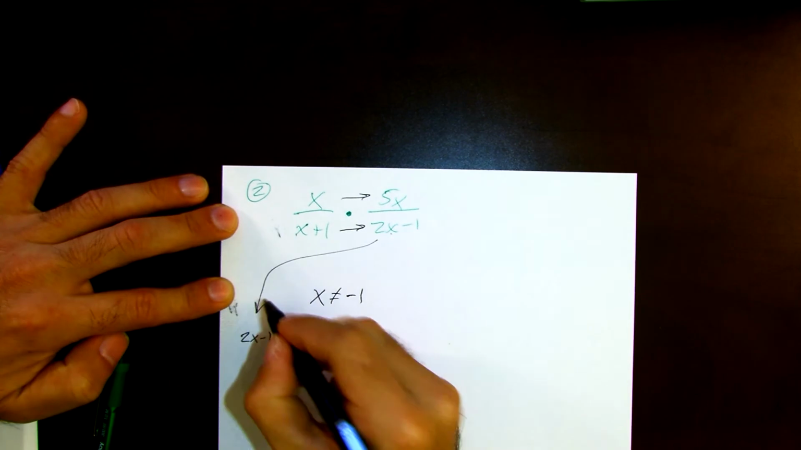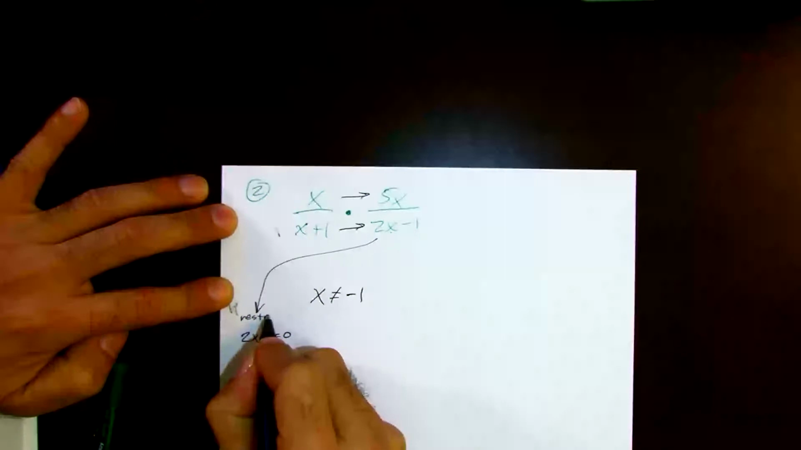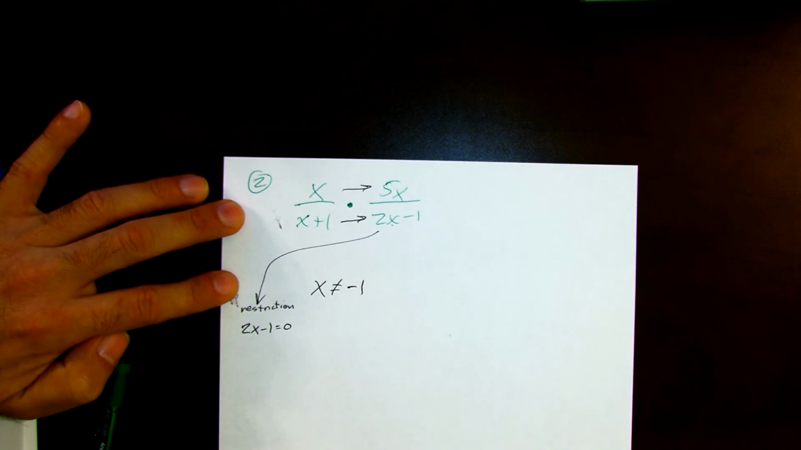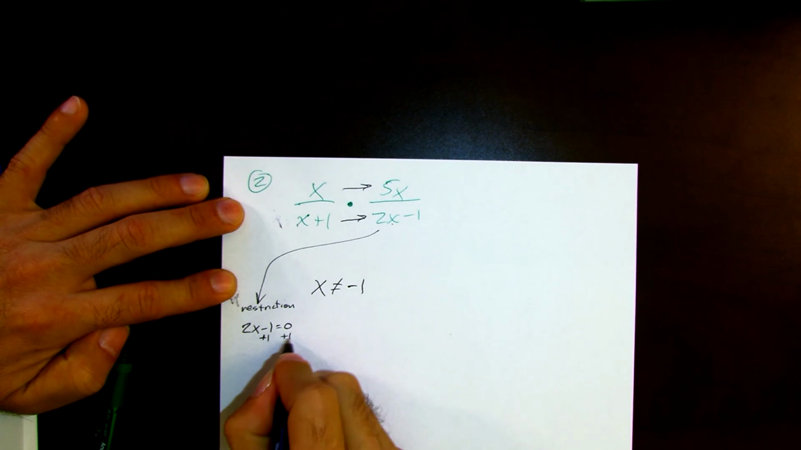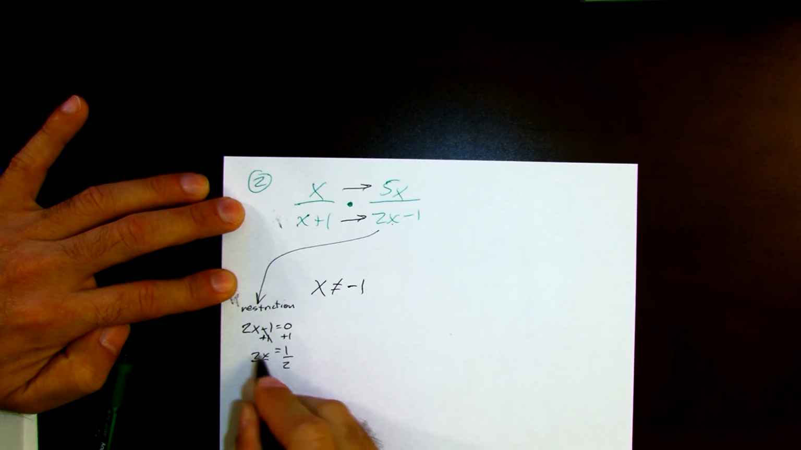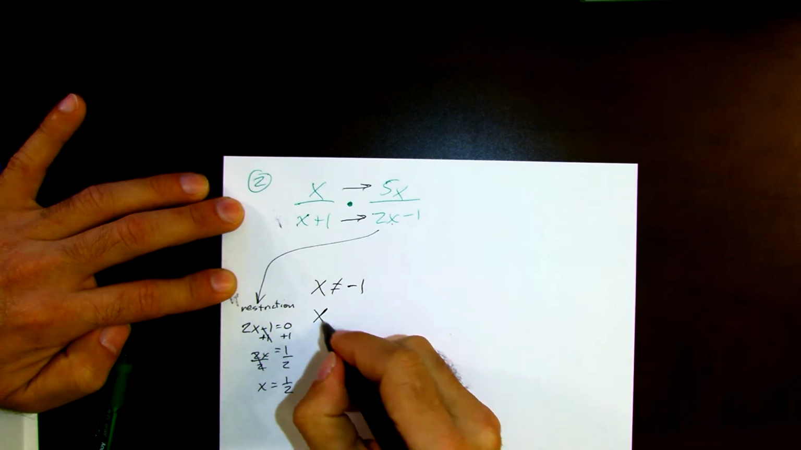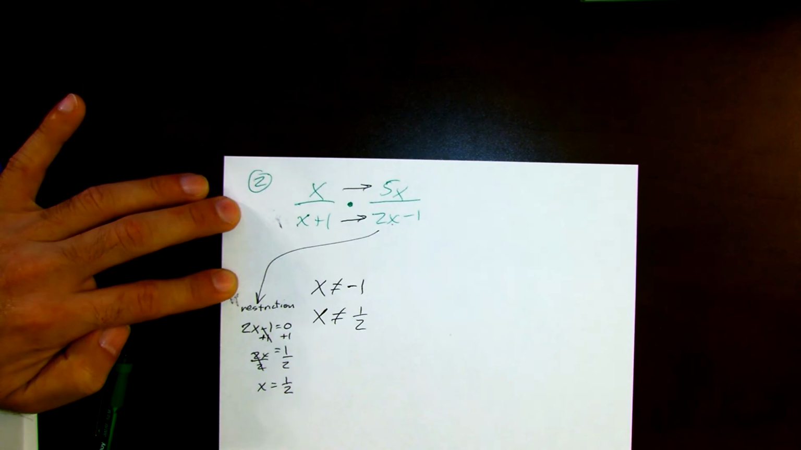Here we're getting our restriction. We're looking for our restriction. Okay, and our restriction is when that expression is equal to 0. So that's why I'm going to go ahead and solve this. 2x is equal to 1. Divide by 2. X is equal to 1/2. So look, that is our other restriction. X cannot equal 1/2. So here's part of our answer. We have our restrictions in there.